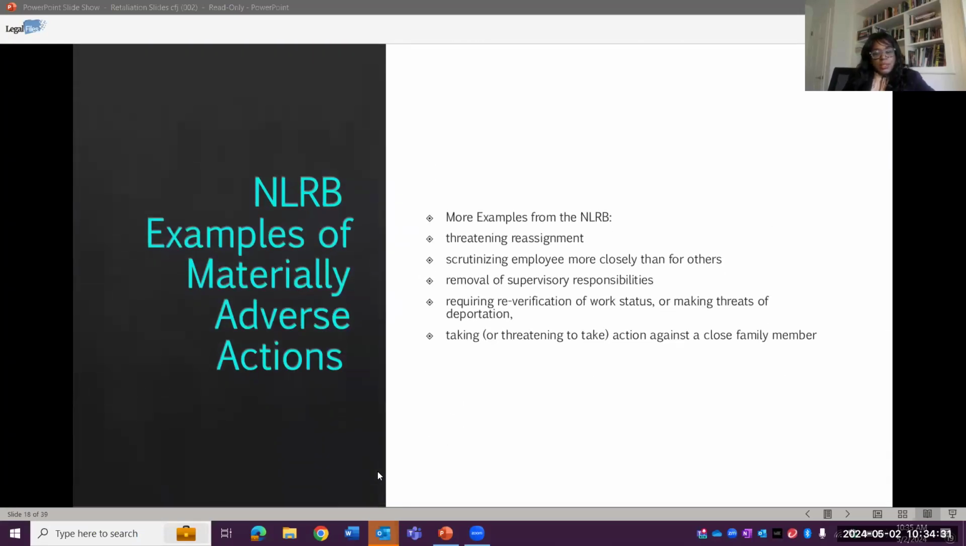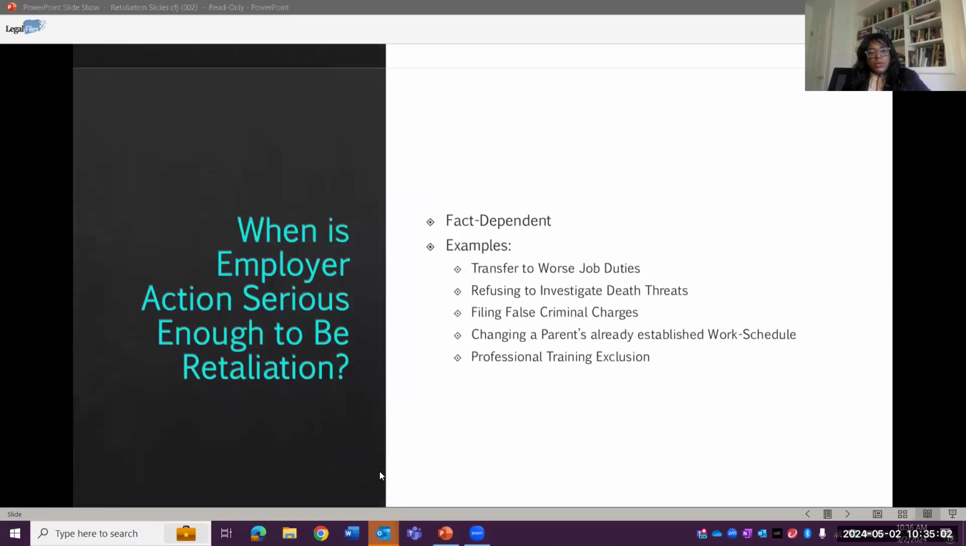Turning to the next one, there are some NLRB examples of material adverse actions as well. So with NLRB issues, typically they deal with traditional labor unions. So the kinds of adverse actions that are going to be examples are more frequently ones that concern employees who are laborers. And so you will see some of those labor type examples. Those are on your screen.